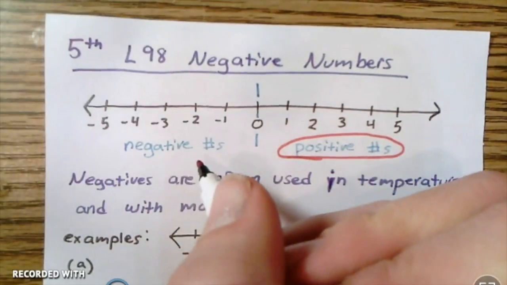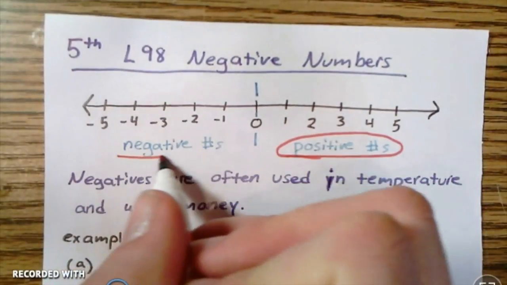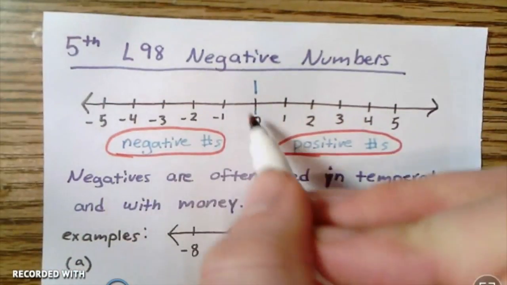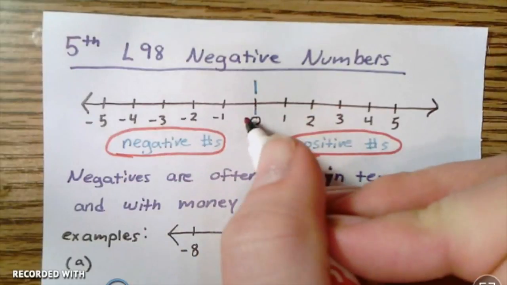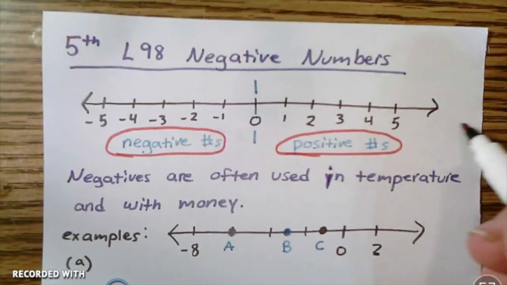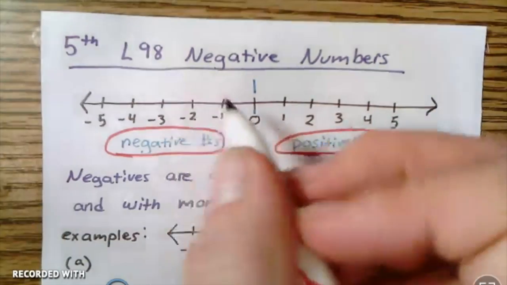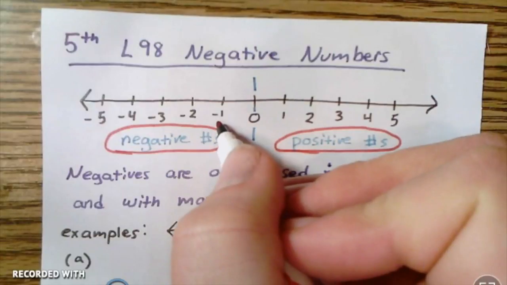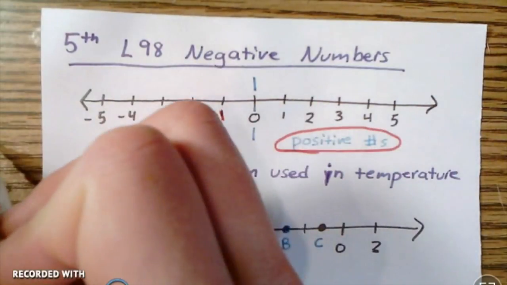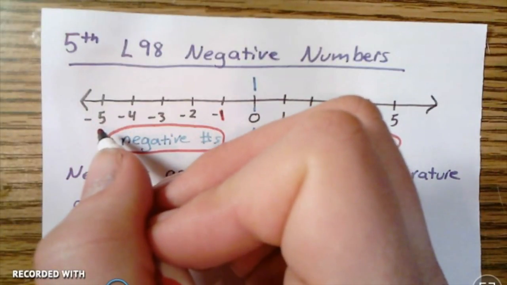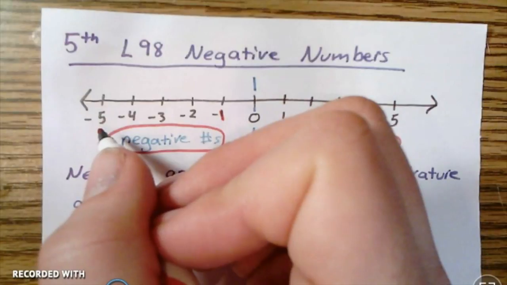Now we're going to talk about the negative numbers. Negative numbers are to the left of 0, and they also go on forever in this direction, just like positive numbers go on forever in this direction. What you notice is that when you start from 0, they start as really small numbers and they get bigger and bigger and bigger. So the bigger a negative number is, it's actually smaller.